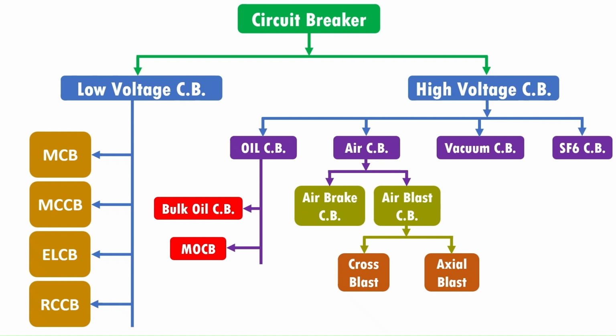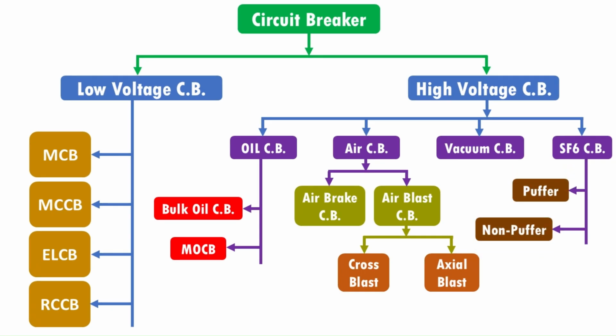SF6 circuit breakers use SF6 gas as arc quenching medium. SF6 circuit breaker is further divided into two types: puffer type SF6 circuit breaker and non-puffer type SF6 circuit breaker.